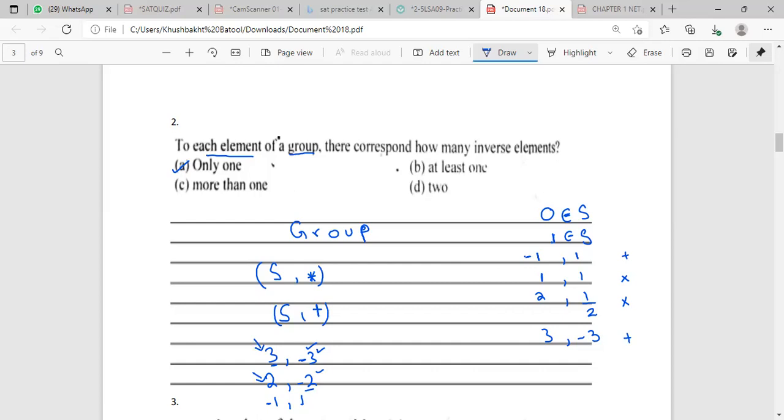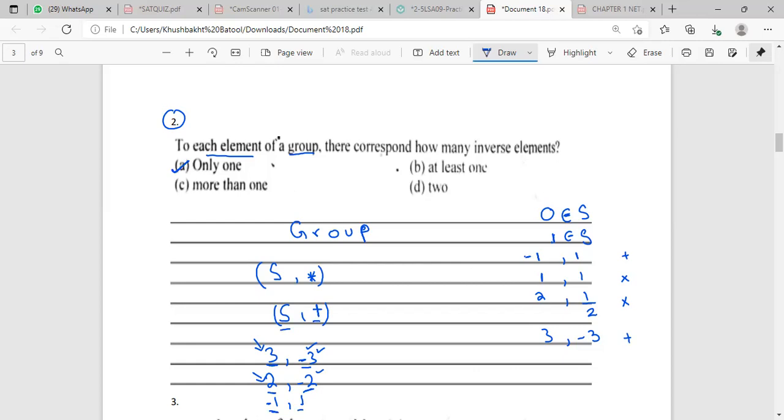Right. So the question is, to each element of a group, we have a group, a set which is satisfying all the properties of groups, there correspond how many inverse elements? We know that in groups we have inverse elements. For example, this is set S and this is addition. The inverse of 3 would be -3. The inverse of 2 would be -2. The inverse of -1 would be 1. So for every element there's only one inverse. Yes, so only one would be the answer.